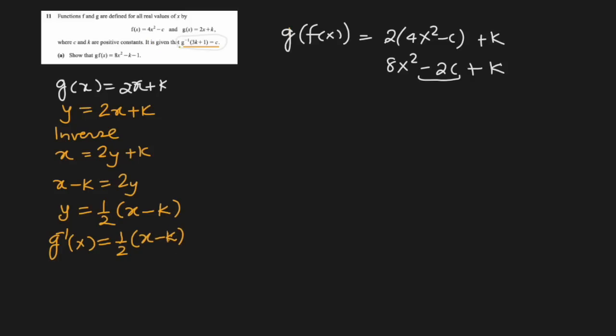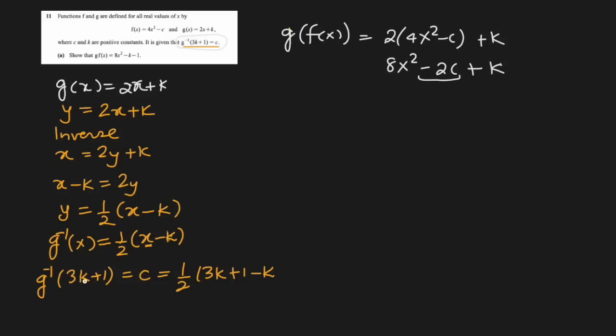Now they said that the g inverse of 3k plus 1 is c. So I'll do the same thing. g inverse of 3k plus 1 is equal to c. And if I want to substitute this x by 3k plus 1, I will do it here. 3k plus 1 minus k.